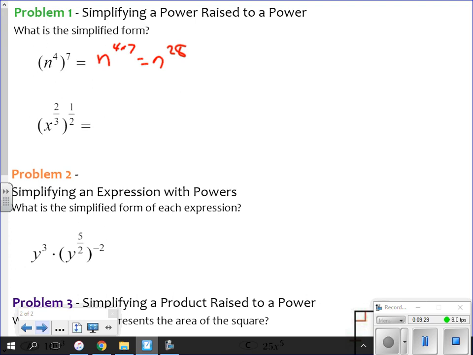Now, you do not have fractions on any of your classwork, but these aren't that big a deal. And if you did have fractions, you could use your calculator to multiply them out. So this is x to the 2/3 times 1/2 power. Your 2's cancel out. You get x to the 1/3 power. And yes, fractional exponents are a thing. They are actually a very big, very important thing.